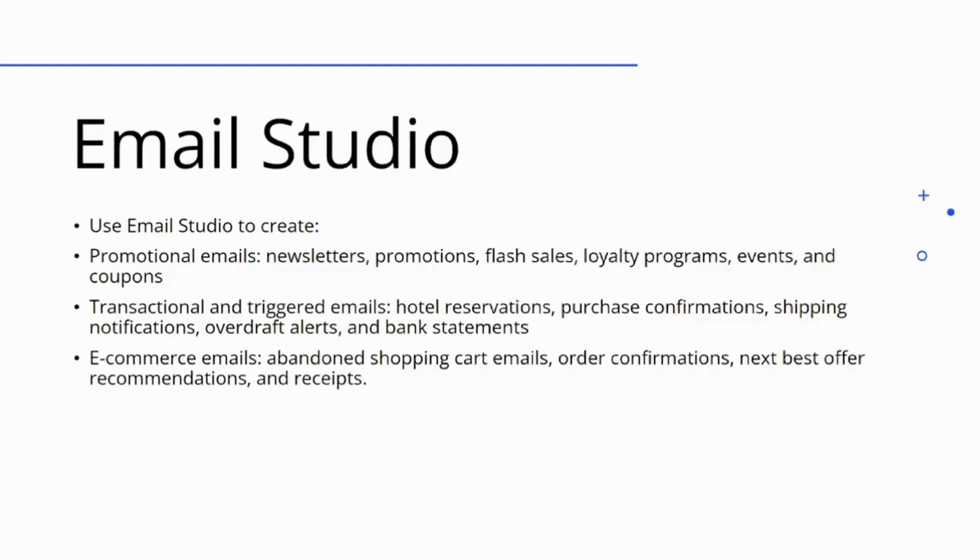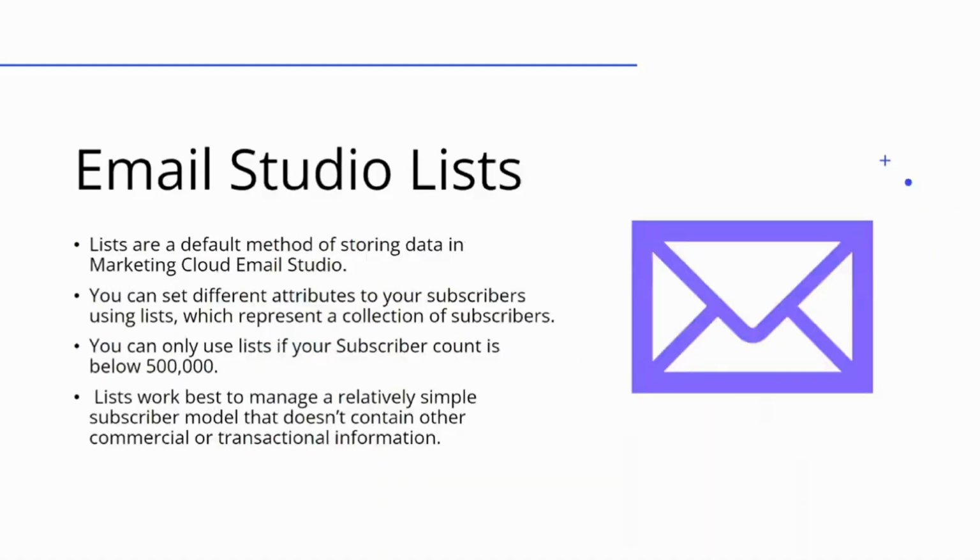So now Email Studio is pretty understood, what kind of emails we build. In Email Studio, we have already seen Email Studio lists and the list-based data model. We understood that a list is a simple data model. It is utilized to create up to 5 lakh subscribers. Lists work best to manage a relatively simple subscriber model that does not contain other commercial or transactional information. Whenever you have a very simple data requirement, you go and create lists.